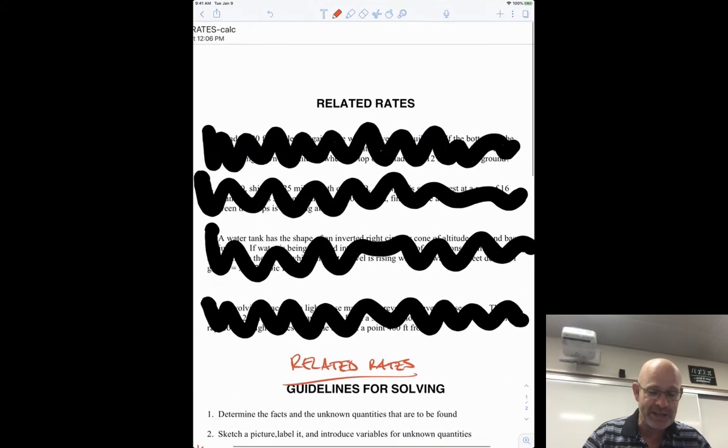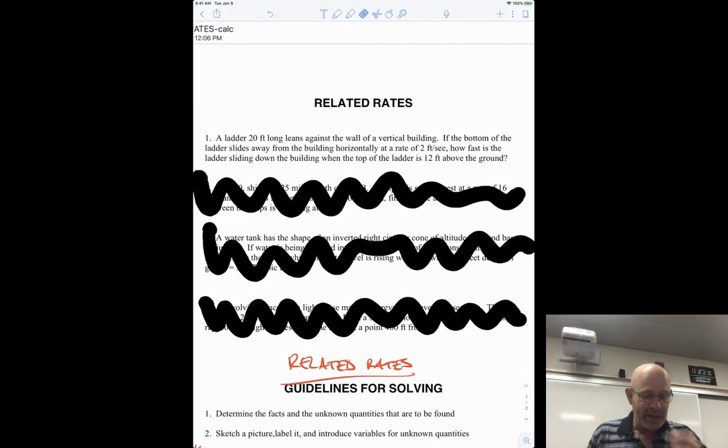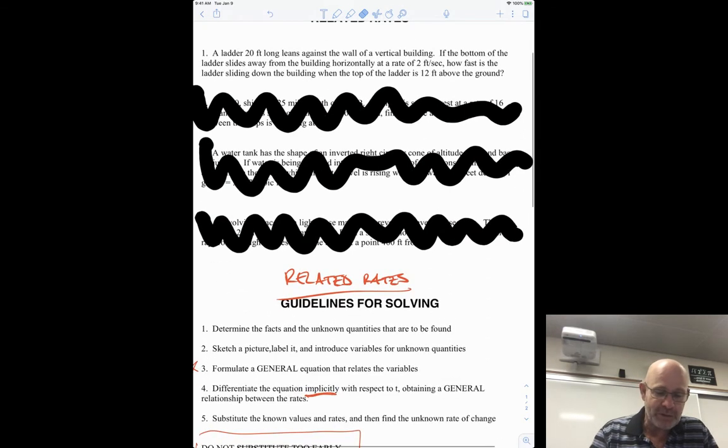So here's the first example. I'll just do two. I'll read it to you and then I'll bring it down the screen and we'll just go through it. The ladder, 20 foot long, leans against the wall of a vertical building. The bottom of the ladder slides away from the building horizontally at a rate of 2 feet per second. How fast is the ladder sliding down the building when the top of the ladder is 12 feet above the ground? I'm going to draw a little picture here.